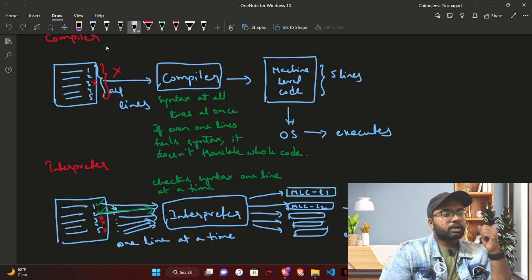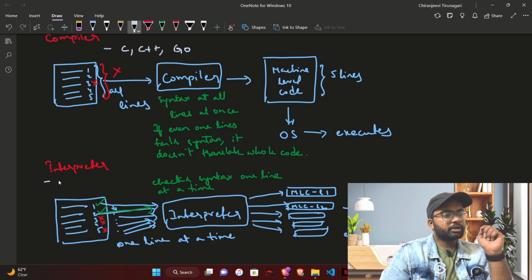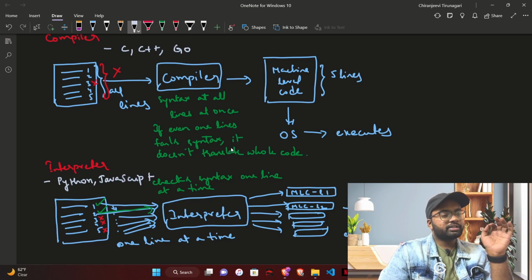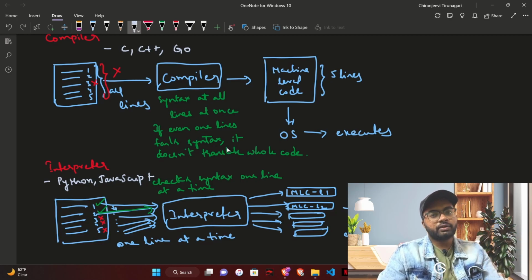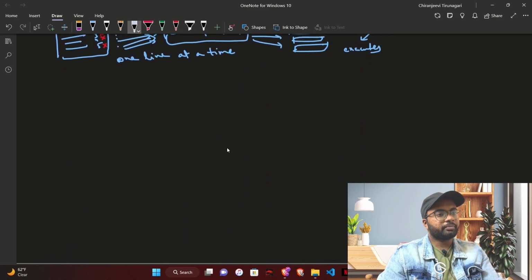Some examples of compiled languages which use compilers are C, C++, Go. So these languages use compilers. Some examples of programming languages which commonly use an interpreter are Python, JavaScript. So these programming languages use an interpreter. As you can see, there is no Java in these examples because Java works a little bit differently. So let's see how it works differently.